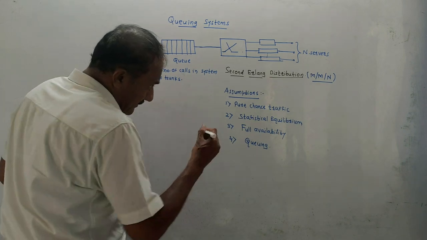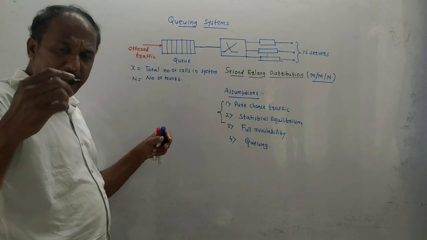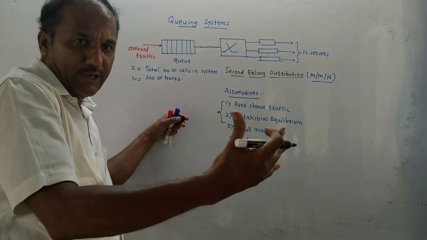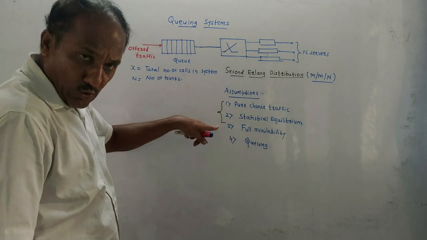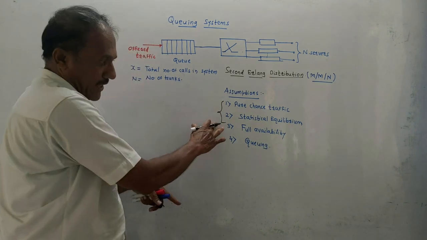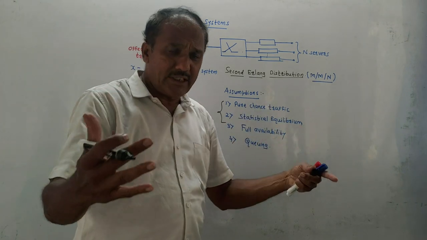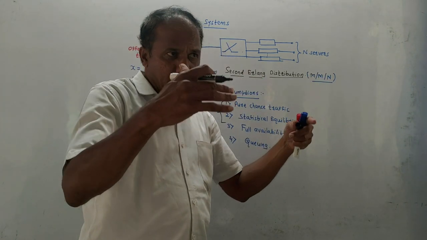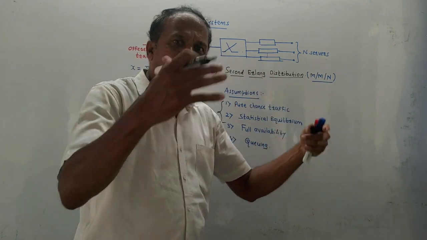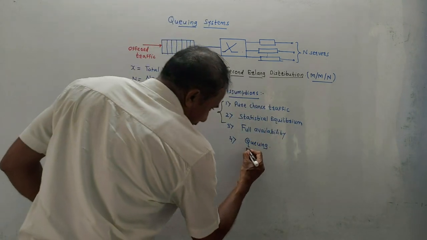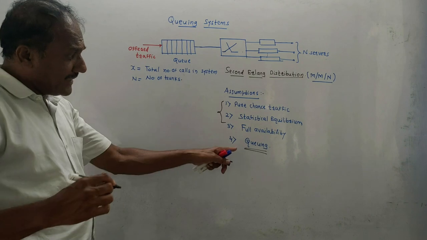These first three assumptions are same as the lost call system jo maine already cover kiya iske pehle ke video mein, lost call system mein. So I'm not going to talk about this kyunki already ho chuka hai. In all the first three cases, no queue is required kyunki the traffic is not overloaded and the trunks or links are available. The fourth is most important assumption, that is a queuing system.